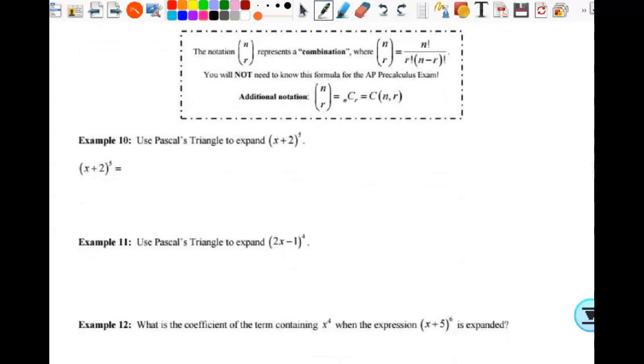You did combinations and permutations together. Can anybody tell me the difference between the two? Even if you don't know which is which? Why they were different? Okay, let's talk about it this way.